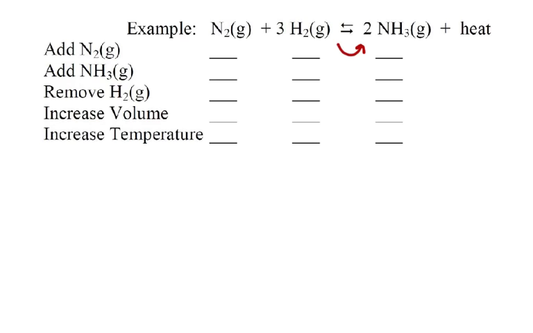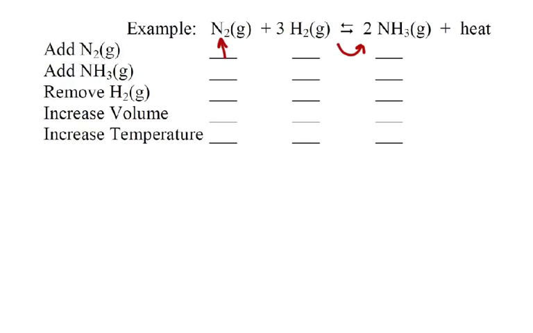Because if I have too much N2, it's going to shift to the right. That'll use up some of my N2. Okay, now I'm going to go through and say what happens to my first arrow. My first arrow is my N2. Because I've added it, it's going to go up.